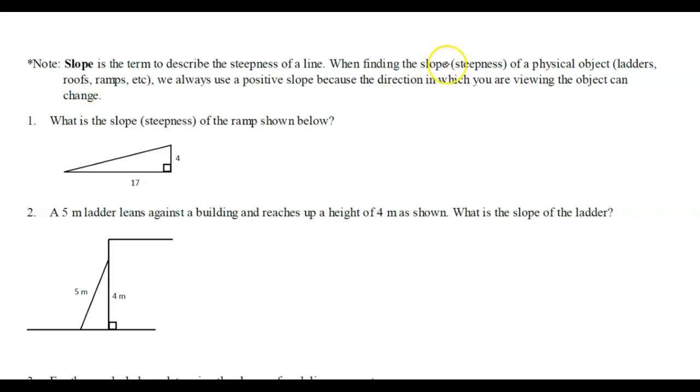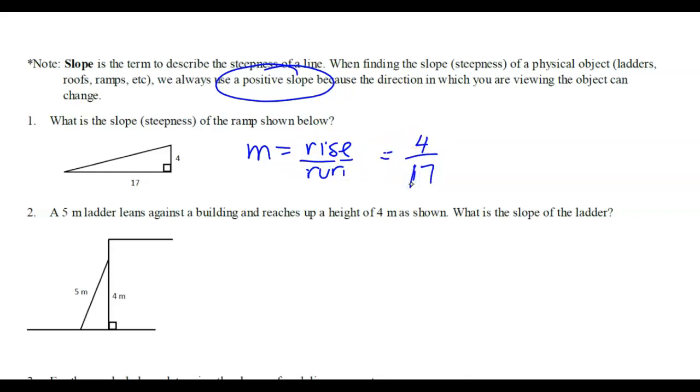So you always consider it to be a positive slope. So here, the slope, I'm going to abbreviate it with M, is rise over run. And so that's 4 over 17. Okay? Don't find the decimal form. Just leave it as a fraction. Put it in lowest terms if you can, but this one is already in lowest terms. There are no units for slope because you're taking the same unit and dividing by the same unit, right? So those units divide out.